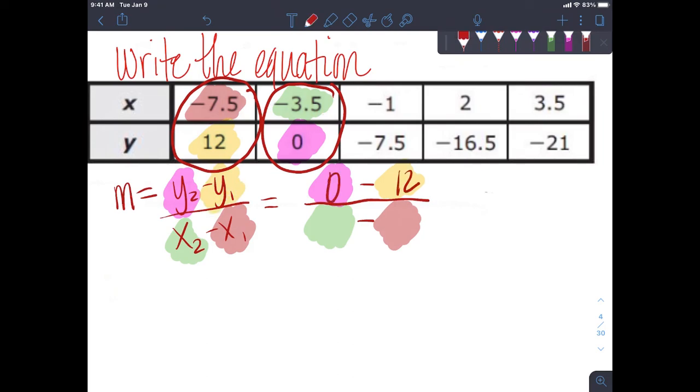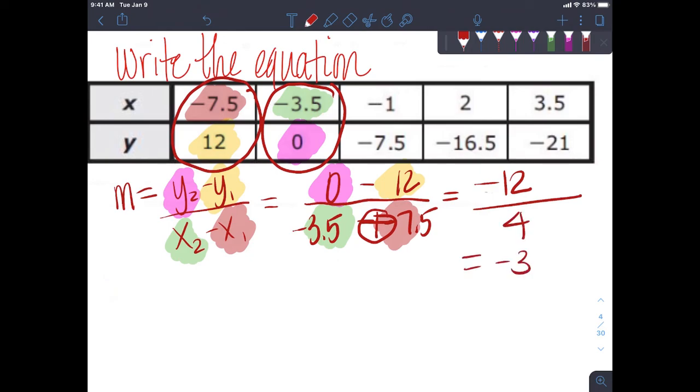0 minus 12, negative 3.5 minus negative 7.5. I see a double negative. I'm going to change that to a positive. Now I can continue forth with simplifying. Negative 12, all divided by positive 4. And I find out that my slope is equal to -3.